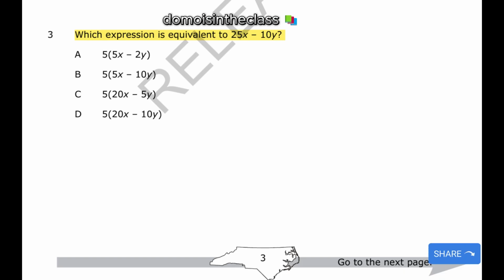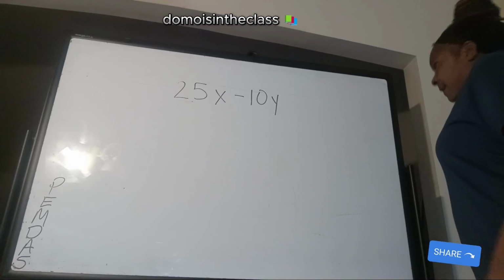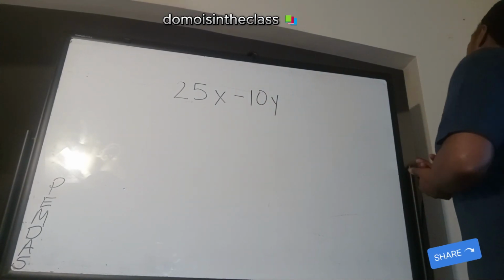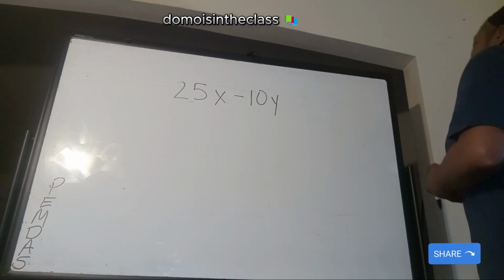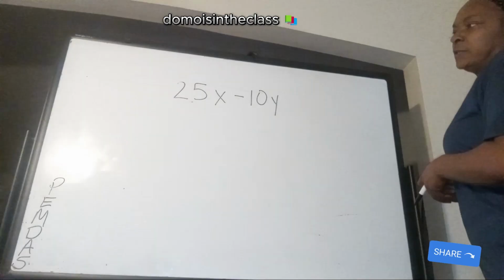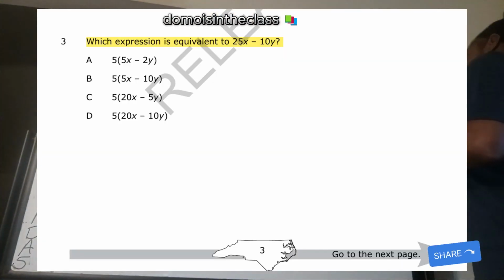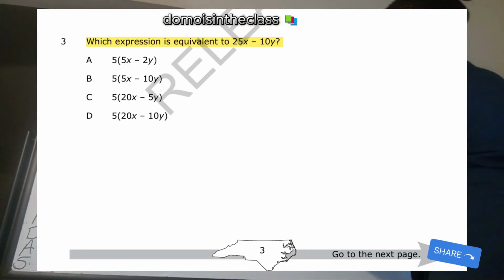Which expression is equivalent to 25x take away 10y? All right, so for our third problem, 25x take away 10y. We need to look at our choices and see which one of these will get us that expression. All right, so our first choice we have is 5 parentheses 5x take away 2y.